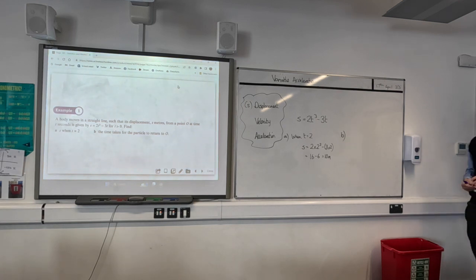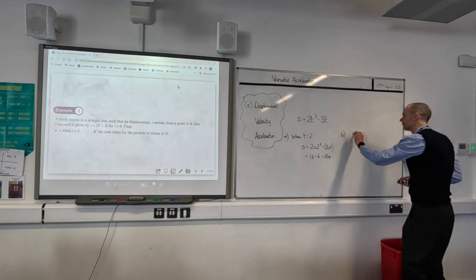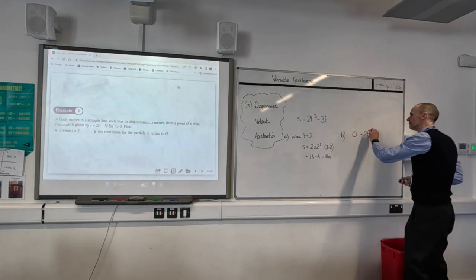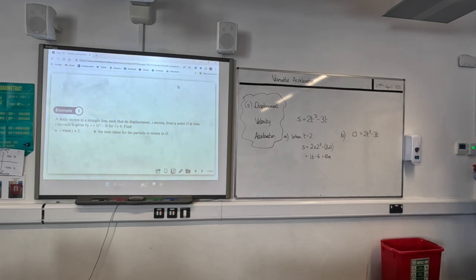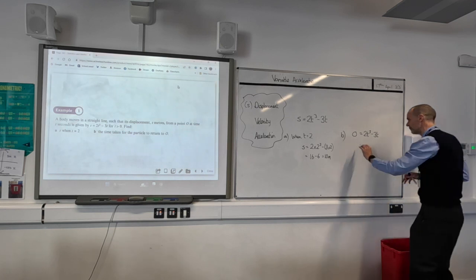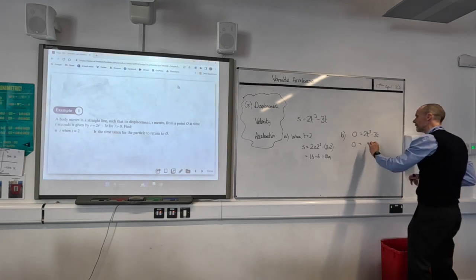So for A, I'm just substituting t as 2 into my formula. For B, when it returns to where it started, its displacement will be 0. Remember, don't divide by t because t can be 0. Instead, we're going to solve this cubic by factorising it first.